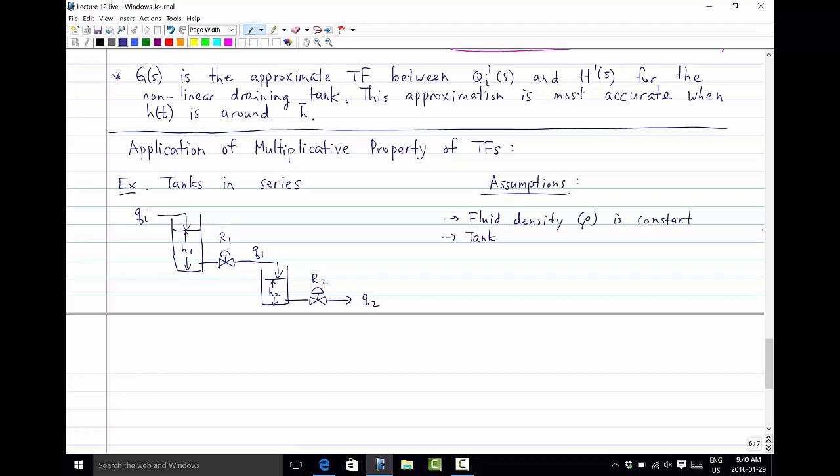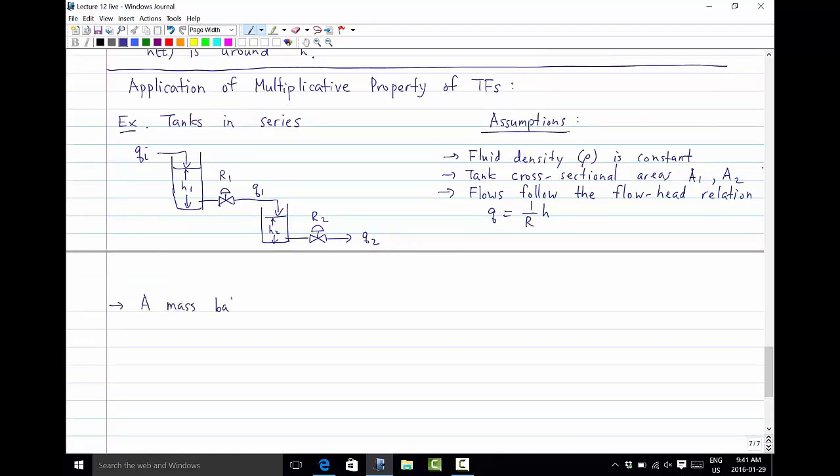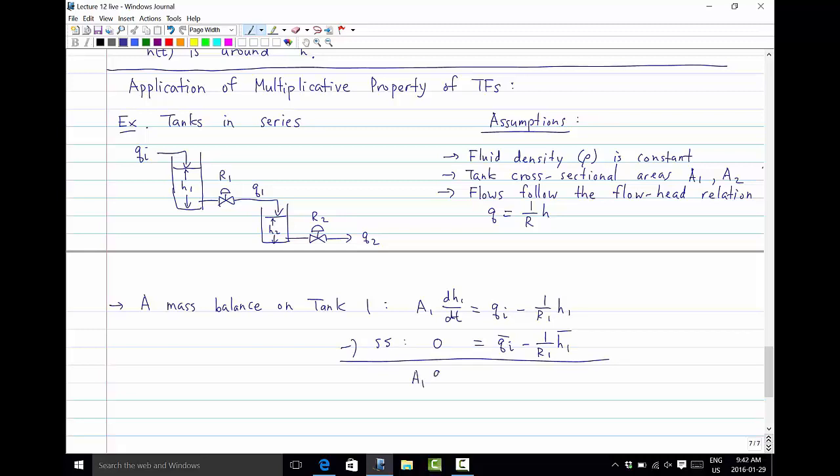We assume that the fluid density rho is constant, that the tank cross-sectional areas are A1 and A2, and that the flows follow the flow-head relation, which is that the flow itself equals 1 over R times the height of the tank. Doing the mass balance on tank 1 and taking the deviation variables gives us the transfer function between the height of the first tank and the inlet flow rate.